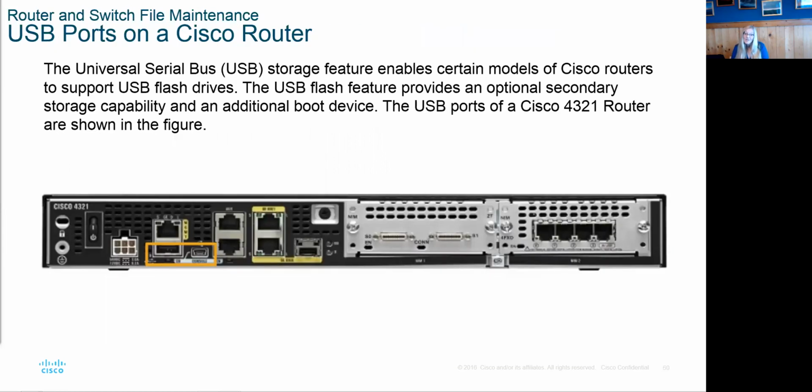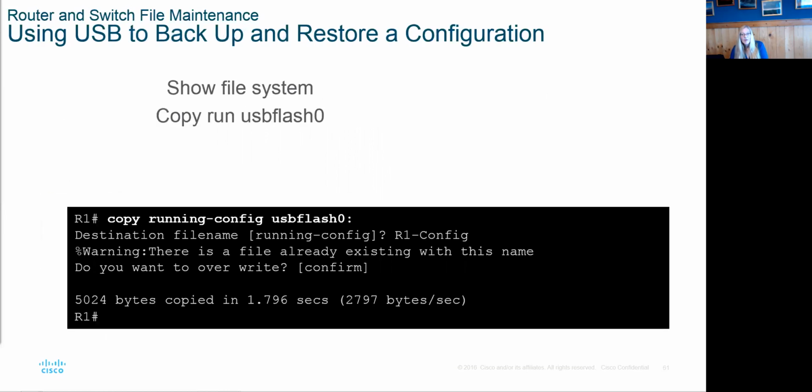We can also use USB to copy the configurations or IOS files. And we're going to use the dir command to view the contents of the USB flash and do it that way. So when we're using USB to back up and restore configuration, we're going to select show file systems to confirm the name of the USB device, and then view it. And then we can do a copy run usbflash0 to copy the running configuration to USB.